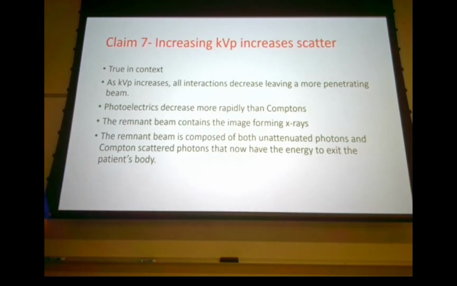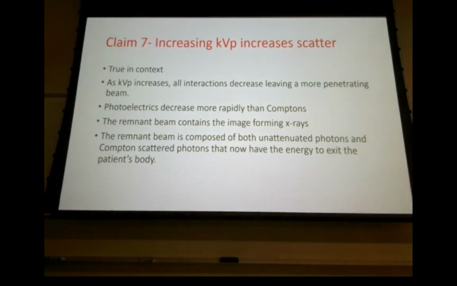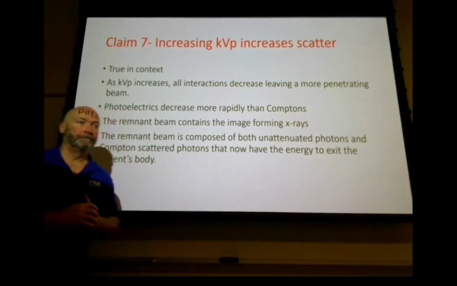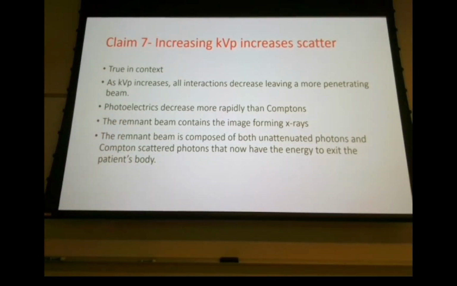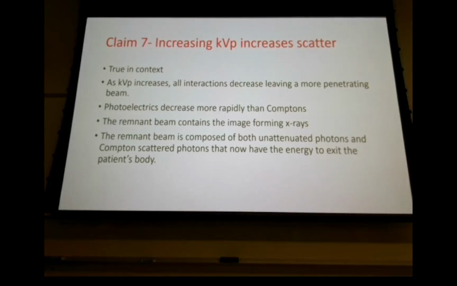Right. Scatter creation would be in the patient. So scatter at the image receptor is going to go up. Scatter in the patient is going to go down. The remnant beam is going to be composed of both unattenuated, penetrated photons and that scatter radiation. As kVp goes up, both of those go up.